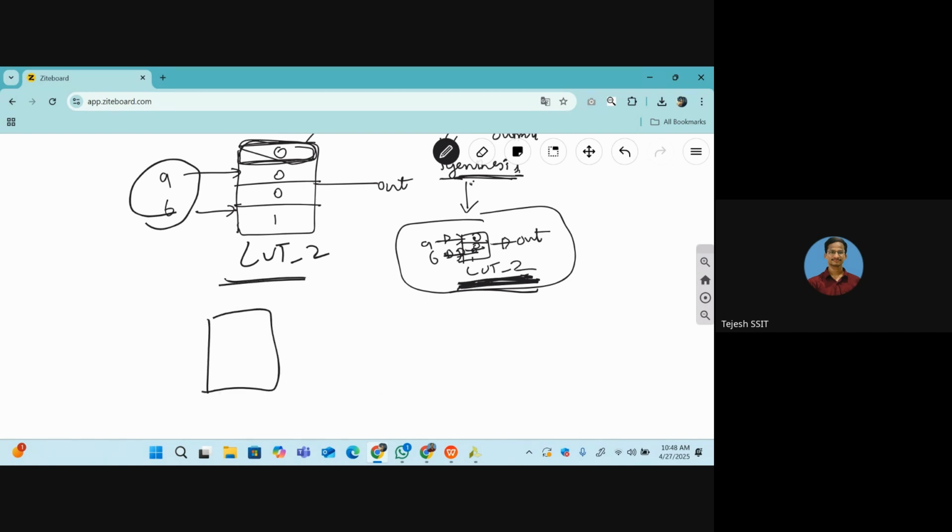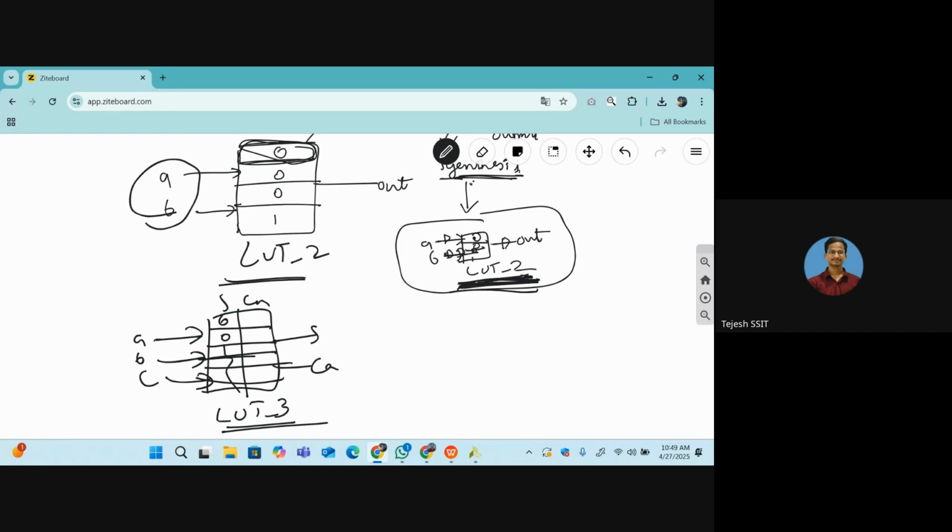Suppose we have a full adder. We all know about it. This is the sum and carry, and there are different values. How many inputs do they have? A, B, C, with outputs sum and carry. So it is LUT3, because the full adder has three inputs. So that's why we can call it LUT3. That's it.